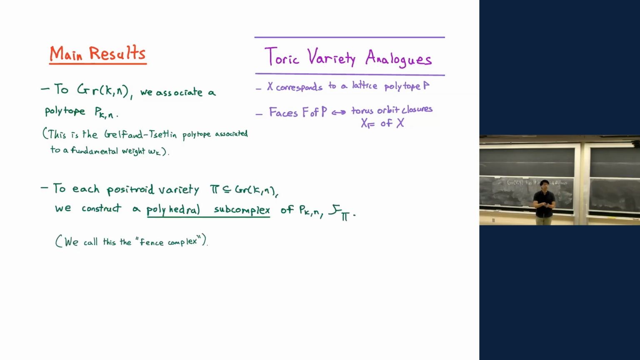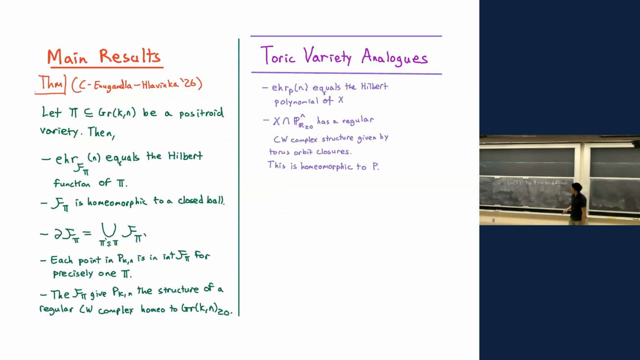And okay, instead of associating a face to each positroid, now we're going to associate a polyhedral subcomplex. So we're going to associate a union of faces. And so we've established these two analogs, although in a very silly way so far. Okay, and then we prove some theorems about these polyhedral complexes. First of all, there is the Ehrhart theory connection. The Ehrhart polynomial of this polyhedral complex equals the Hilbert polynomial of the positroid variety.